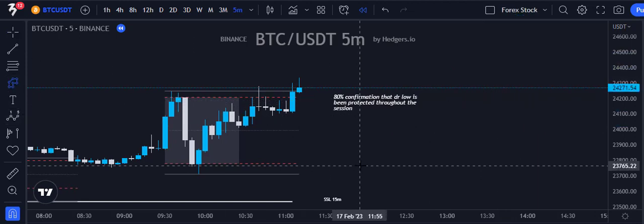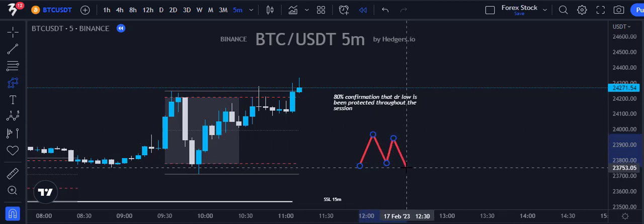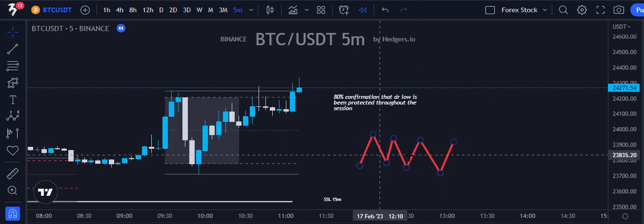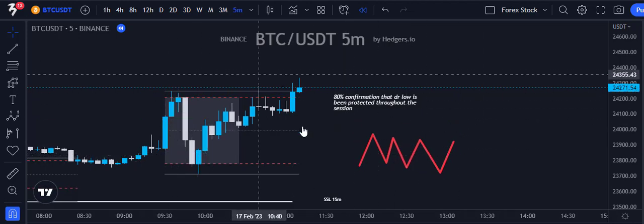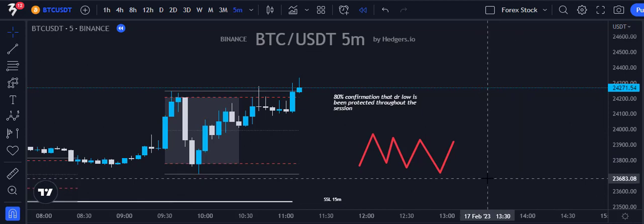And please avoid this stuff like this, the sideways. When price is doing sideways stuff, do not trade. Avoid this choppy range, and avoid this DR strategy in these types of range. But when you see the trend is clear to the upside or clear to the downside, then you are good to go with your trades for the intraday scalping.